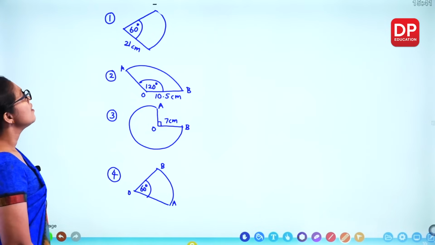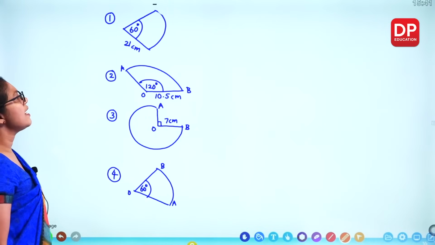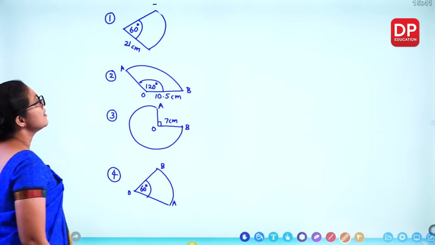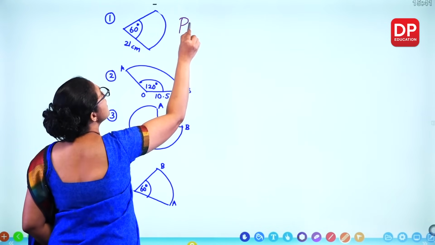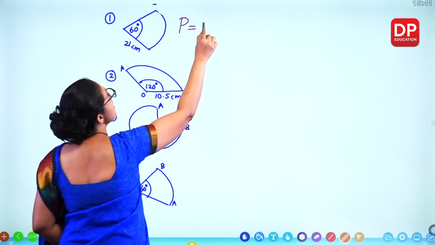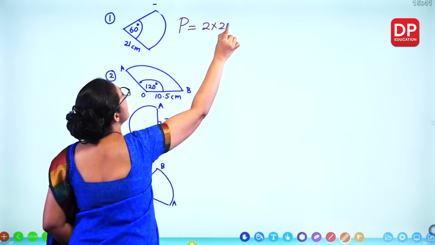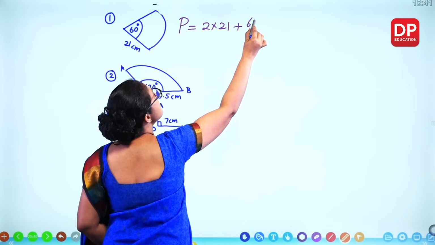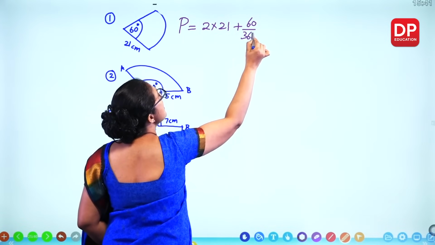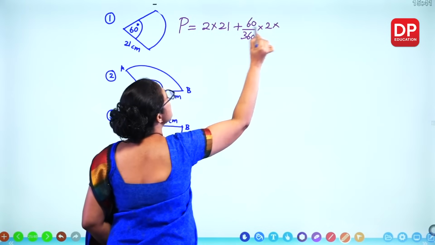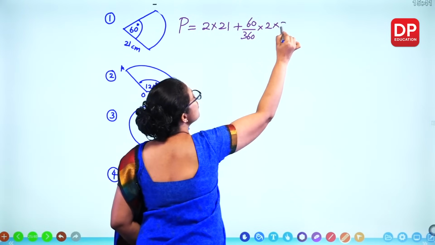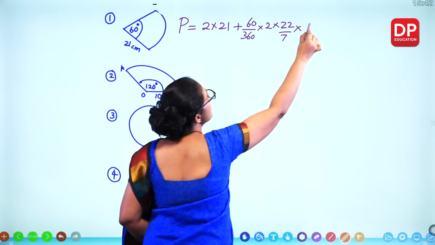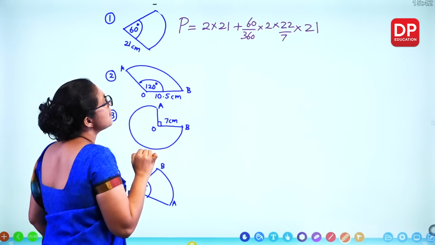Here you have 21 as the radius and 60 as the angle at the center. So what's the perimeter of this figure? You can write double of r, r is 21, plus angle: 60 over 360 into 2. What's the pi value? Pi value 22 over 7, into r. What is r? 21. Now try to simplify.